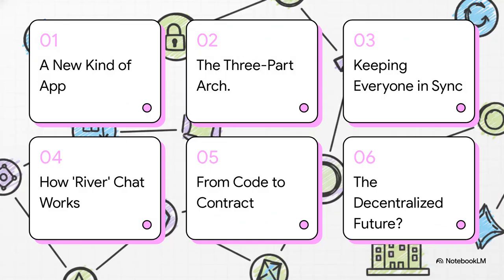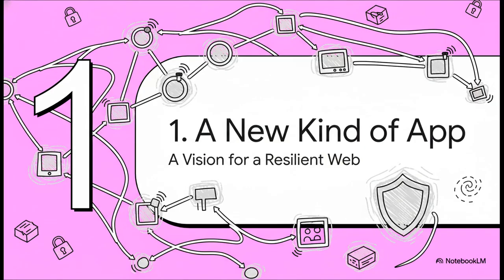Okay, so here's our game plan. We'll start with the big vision, then break down the three key parts of its architecture. After that, we'll get into the real magic, how it all stays in sync. We'll look at a real app, see how you'd build one, and then wrap up by asking what this all could mean for the future of the web. So let's jump right in.